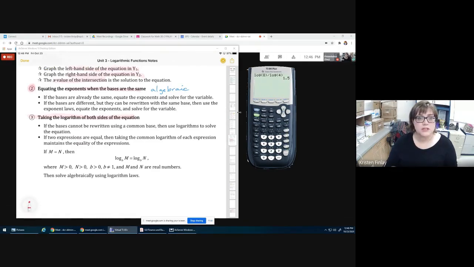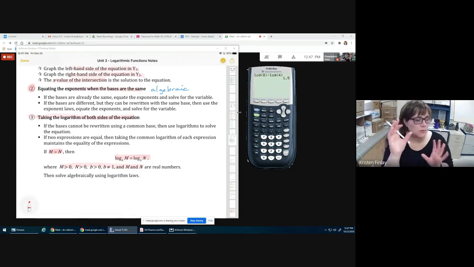Now, if the bases cannot be written using a common base, then you can use logs. If the two expressions are equal, then basically, if m equals n, then log of m with base b is equal to log of n with base b. Okay, with those restrictions in place. So if we get a situation, we don't want to do it graphically, we can't make the exponents the same base, what you do is you log both sides, and then you use your log laws to solve.